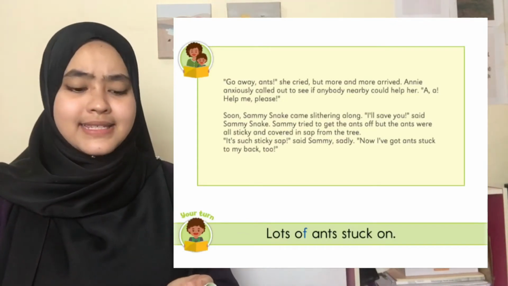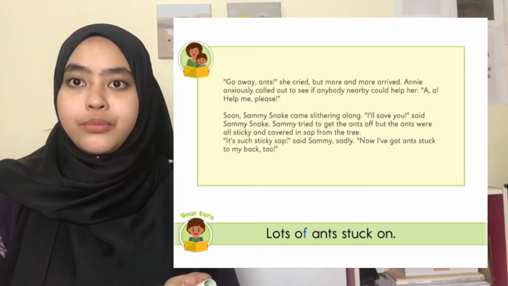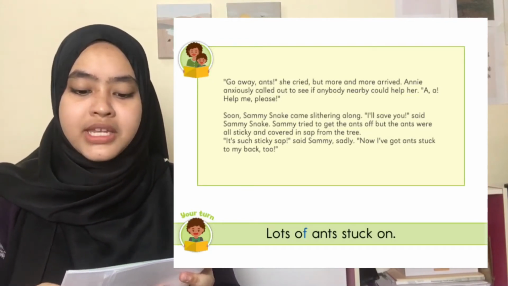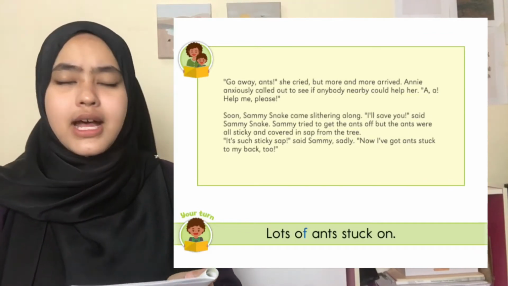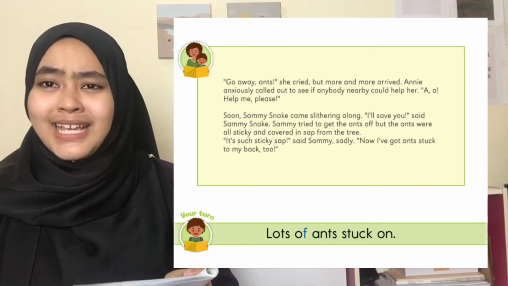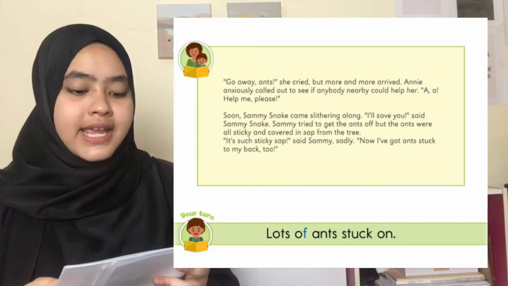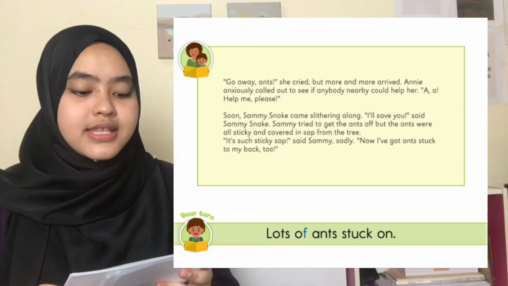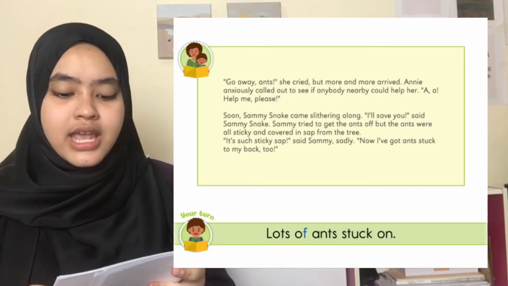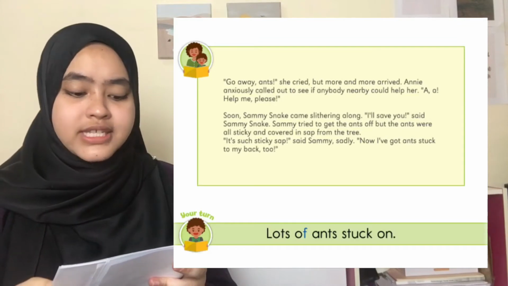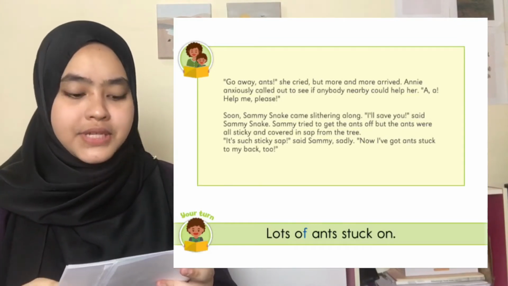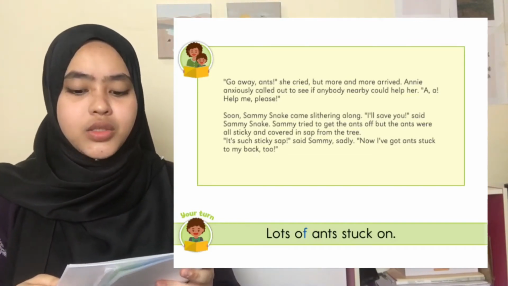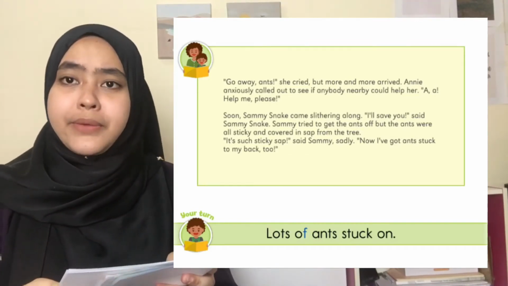"Go away, ants!" she cried, but more and more arrived. Annie anxiously called out to see if anybody nearby could help her. "Help me, please!" Soon, Sammy Snake came slithering along. "I will save you," said Sammy. Sammy tried to get the ants off, but the ants were all sticky and covered in sap from the tree. "It's such sticky sap," said Sammy sadly. "Now I've got ants stuck on my back too."